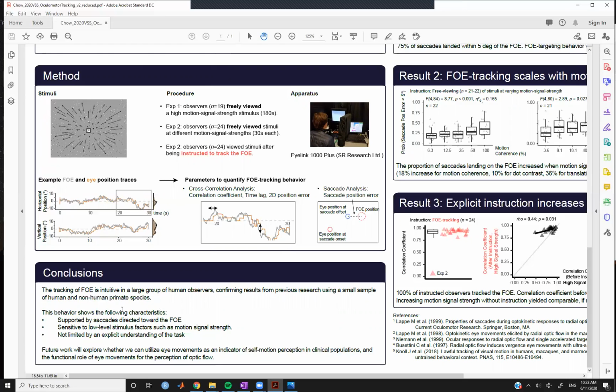In future work, we will look into how these eye movements can be used as an indicator of self-motion perception in different populations. We're especially interested in understanding the functional role of these eye movements for the perception of optic flow.